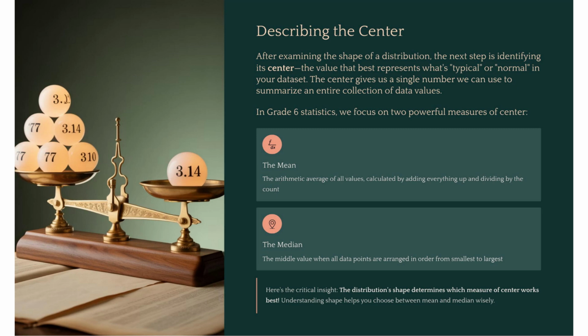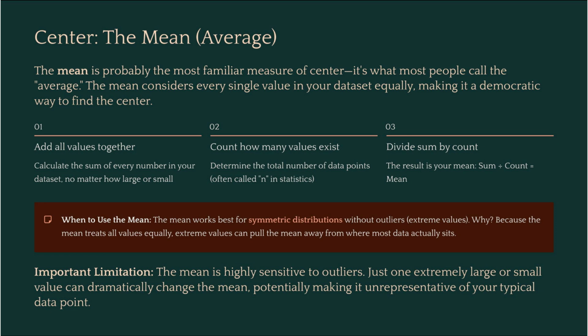Next, we describe the center of the data, which is the value that best represents the entire set. In grade 6, we choose between the mean and the median. You can calculate both, but the shape of the distribution will tell you which one is the most appropriate summary statistic to use. The mean, or the average, is the best measure of center when the distribution is symmetric and doesn't have any strange outliers. Since the data is evenly spread out, the mean sits perfectly in the middle, balancing all the values.